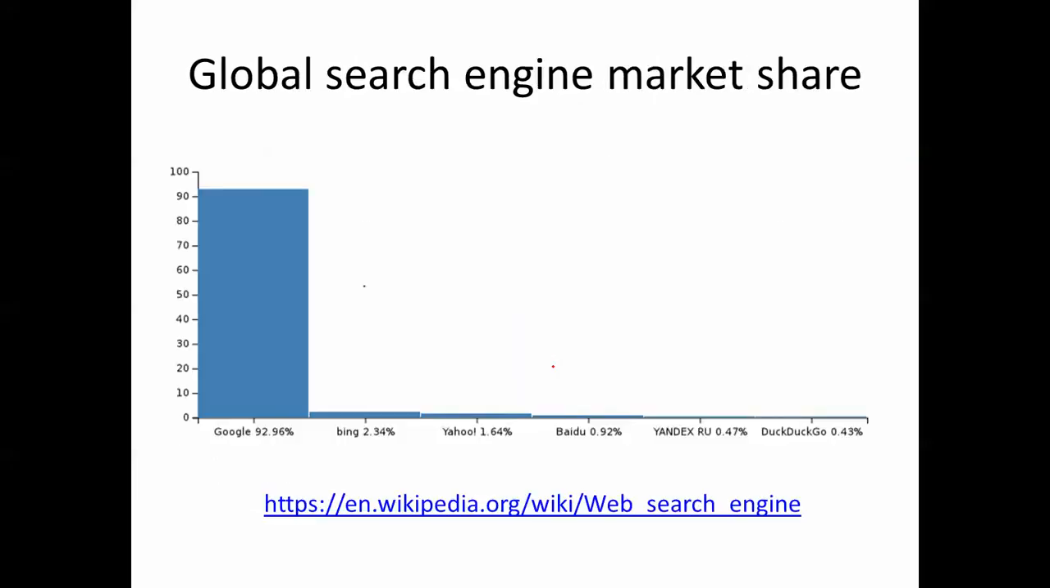By the way, as of earlier this year, February 2020, the global search engine market share looks like this. Holy cow. Google dominates with about 93% of all searches. Bing, Yahoo, Baidu from China, Yandex from Russia, and DuckDuckGo, one that I like because it doesn't store your data. Oh my goodness, those are distant competitors.